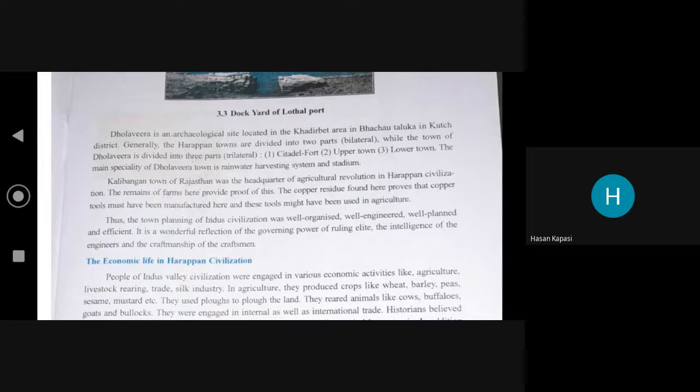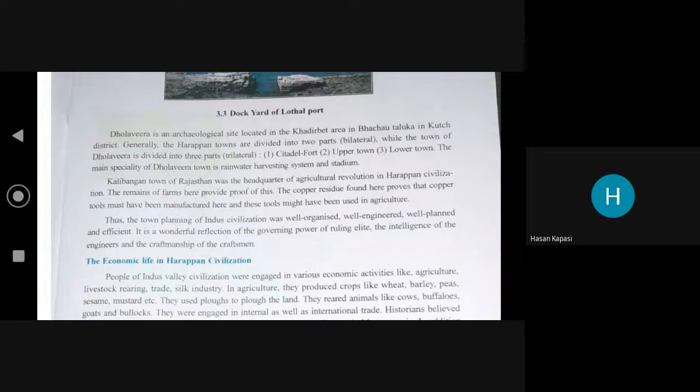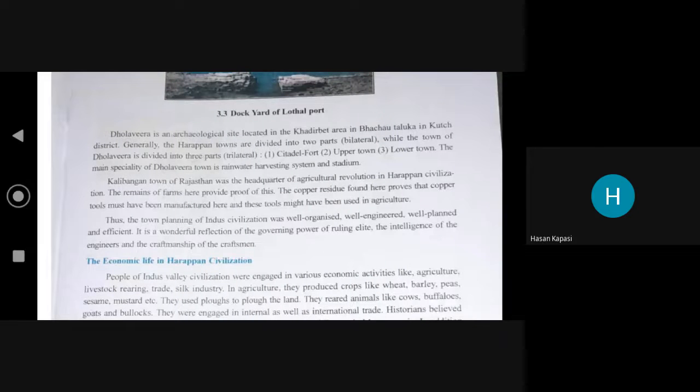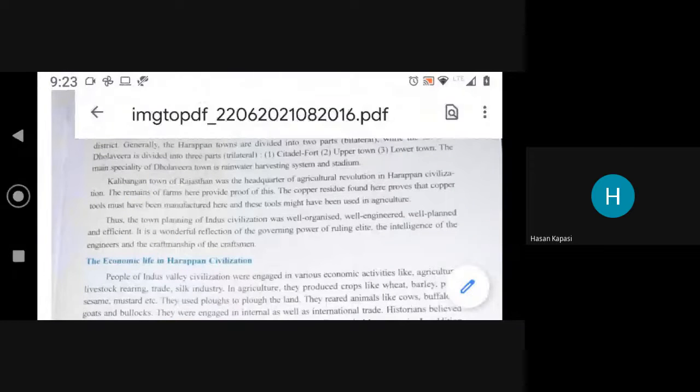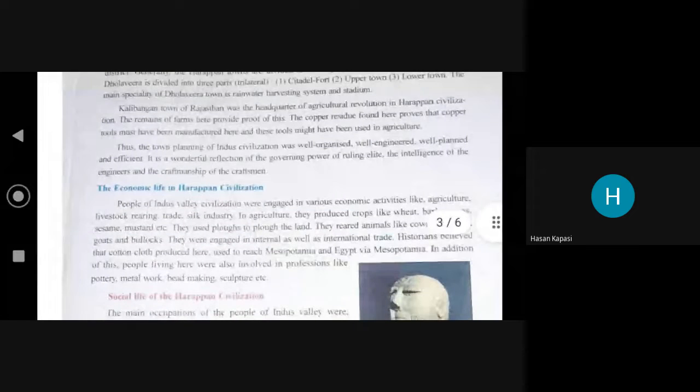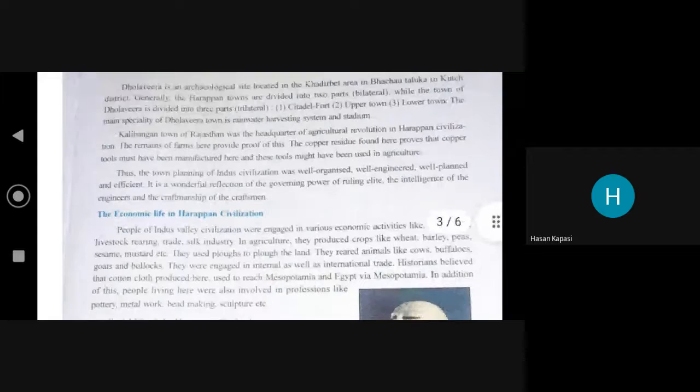The copper residue found here proves that copper tools must have been manufactured here. And these tools might have been used in agriculture. In what could they have been used? In agriculture. Okay, thus, town planning of Indus civilization was well organized, well engineered, well planned, and efficient. It is a wonderful reflection of the governing power of ruling elite, the intelligence of the engineers, and the craftsmanship of the craftsmen. Is it clear till here?